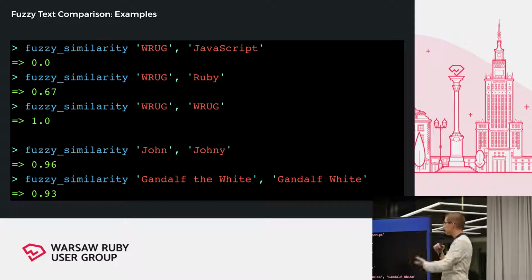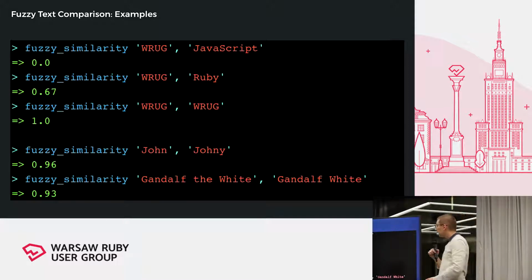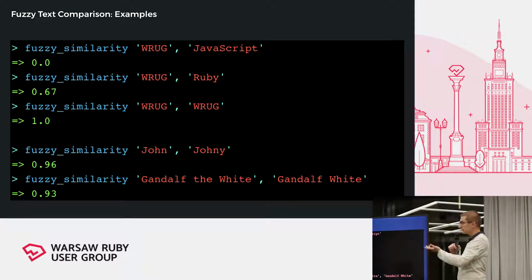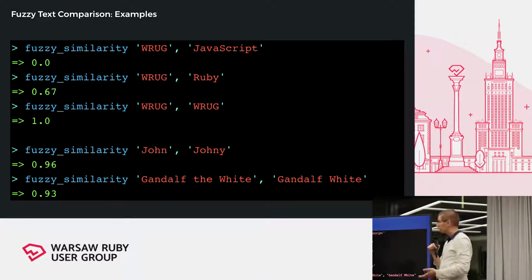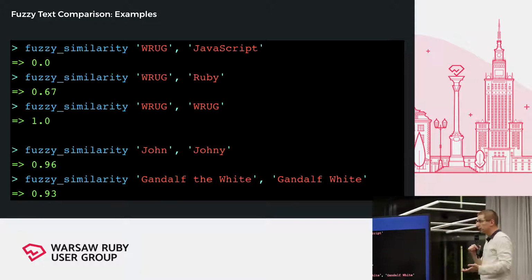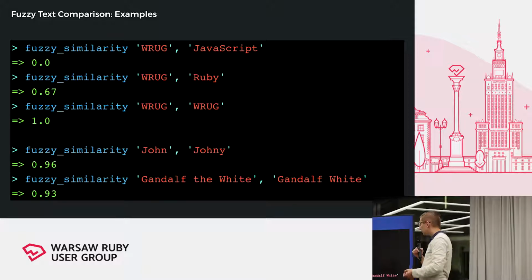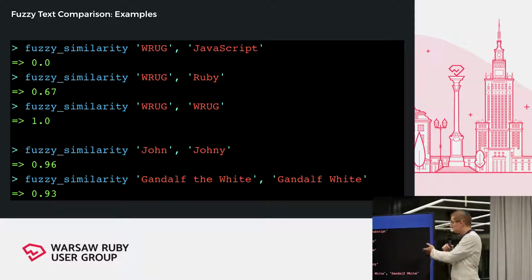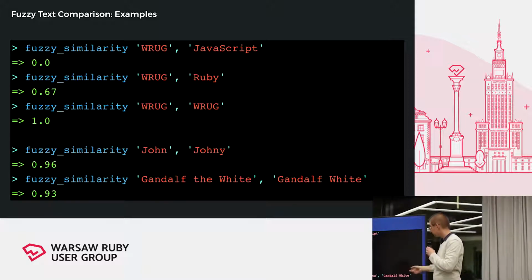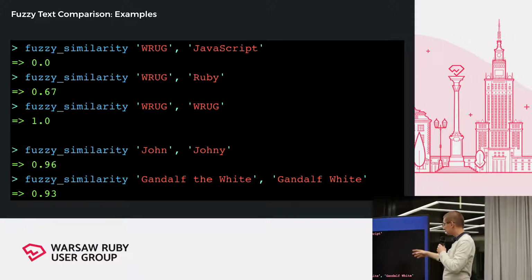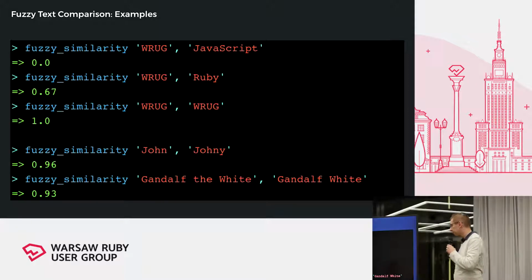So let's compare WRUG and JavaScript. As you may see, those phrases have nothing in common, which we all know. However, if we compare WRUG and Ruby, well, there is some level of similarity between those two phrases. If we compare WRUG to WRUG, we get 1, because those phrases are exactly equal. However, let's take a look at a bit more useful cases. If we compare John and Johnny, you see those phrases are almost the same. Their similarity level is almost 1. The same if we compare Gandalf White and Gandalf the White, even though there is an additional word in between them. However, the phrases are very similar in fuzzy terms.